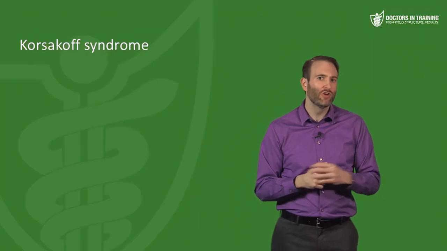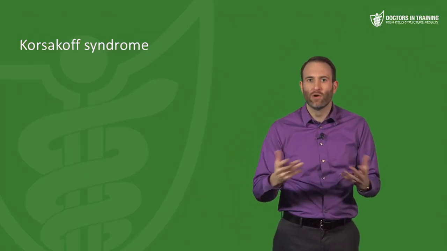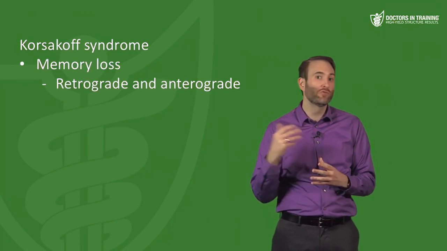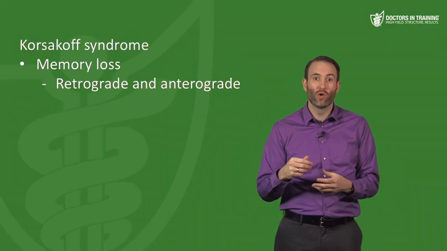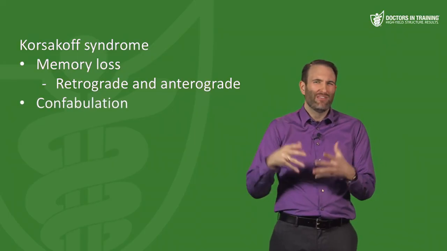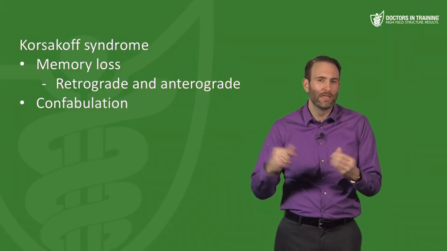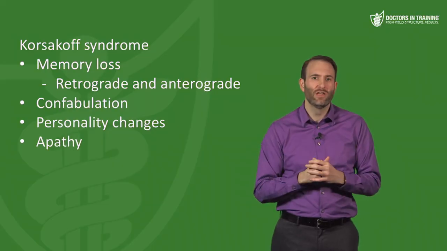Now, Korsakoff syndrome, as we said before, is that chronic consequence of having a Wernicke encephalopathy, and it has several symptoms as well. First is memory loss, and that includes a retrograde and an anterograde amnesia. So you can't remember things in your past, nor can you create new memories. Confabulation is another big one. So patients just sort of invent memories that he or she is going to believe are true. It's actually trying to fill in a lot of those memory gaps. You also see some personality changes, some apathy as well.